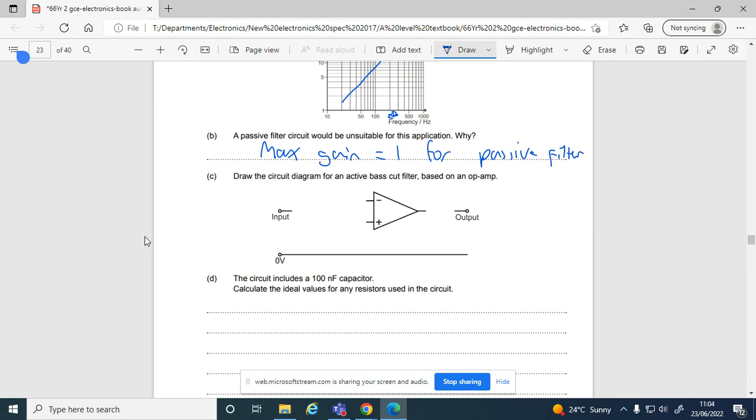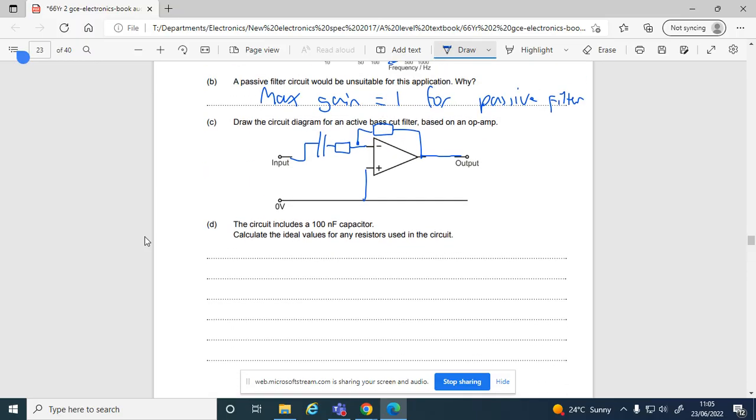Draw the active bass cut. So I said if it's in series, it's a bass. You just saw the bass boost, so the capacitor goes into the other one for the cut, like that. Doesn't matter which way round the capacitor and the resistor go. So that's that one there.